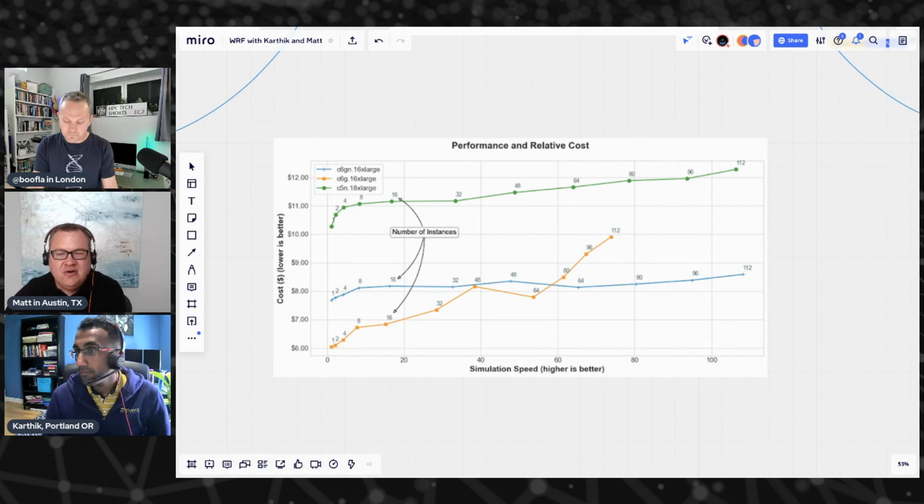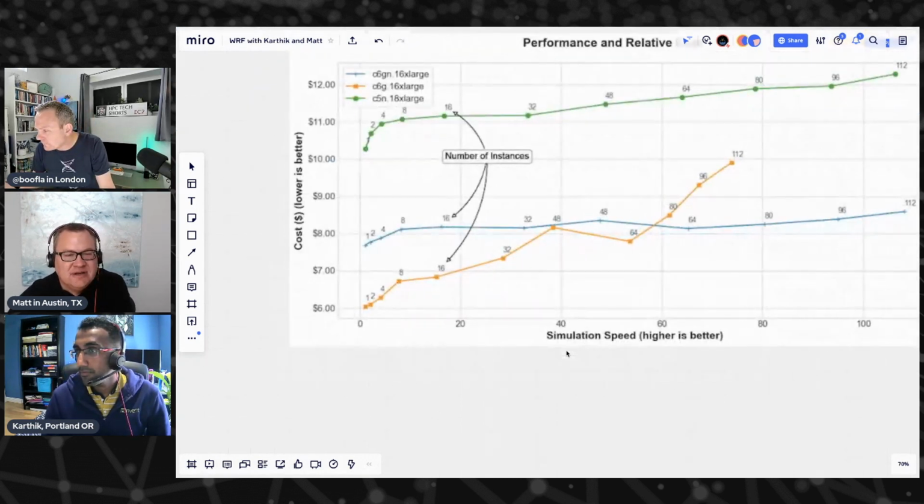So if I want to do 100 times faster than real time, I can look and see which one is the cheapest one, right? So we can see it. If you want to go the fastest, the answer is, yeah, you should pick an instance with EFA, and it's going to be the cheapest, right?